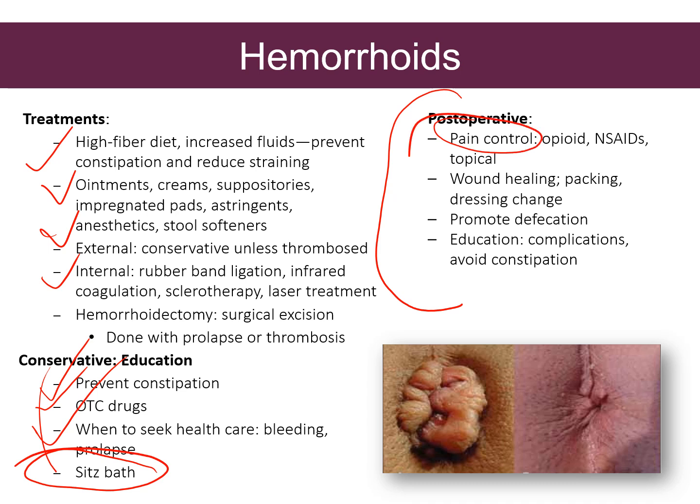They're going to have a wound, which may include packing and dressing changes. So if they go home, they may need help with that or education on that. Promote defecation, so high fiber, fluids, possible stool softener. And then we're going to educate on all our usual complications like bleeding, signs and symptoms of infection, and of course avoiding constipation.